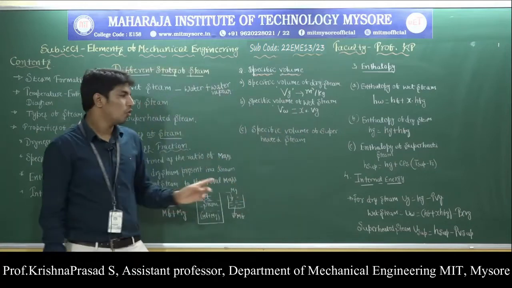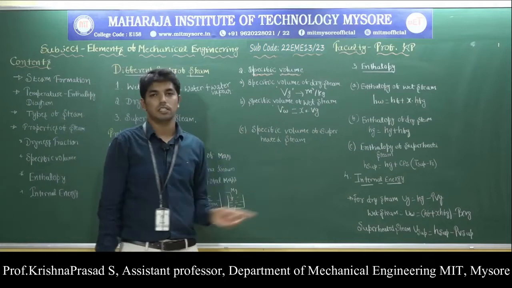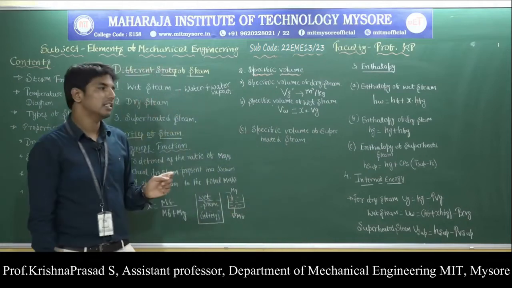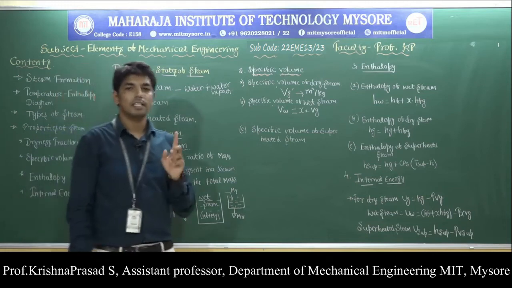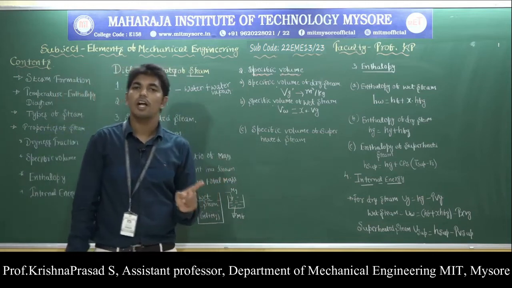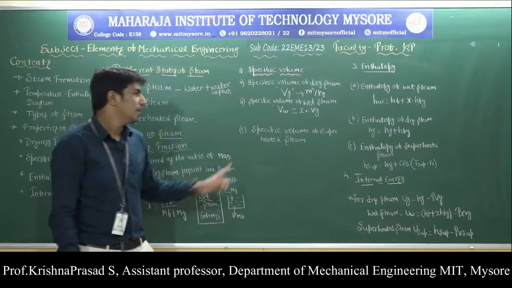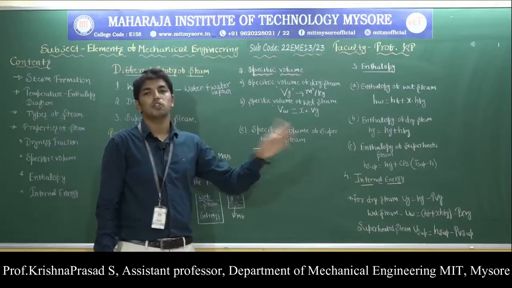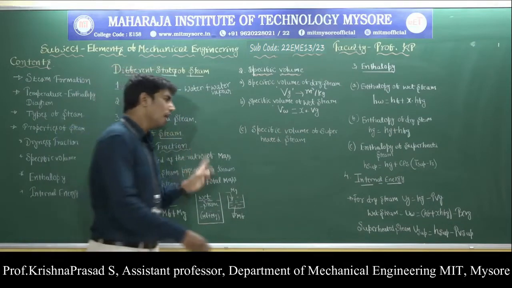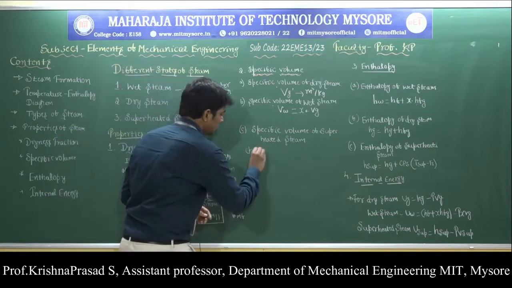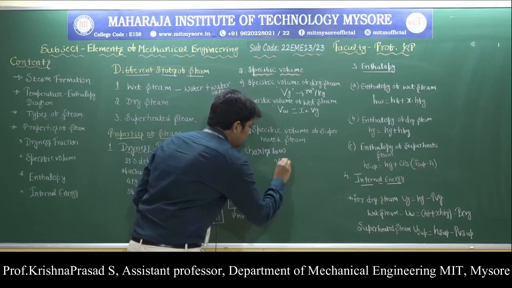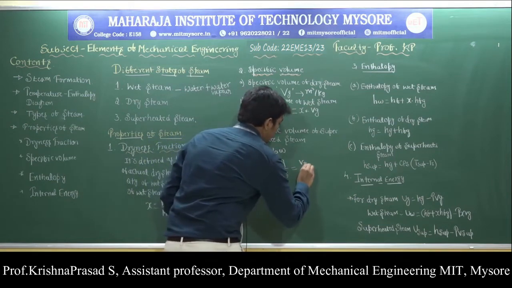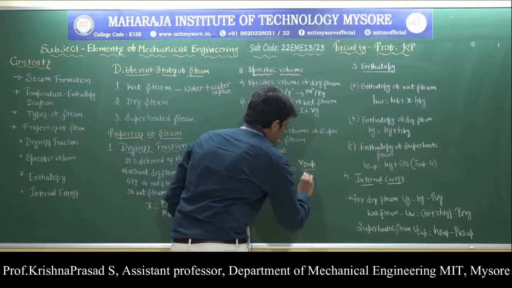The next one is the specific volume of the superheated steam. The specific volume of the superheated steam is defined as the volume occupied by 1 kg of superheated steam at the superheated temperature and at the corresponding given pressure. And according to Charles law, we know that Vg by Ts is equal to Vsup by Tsup.